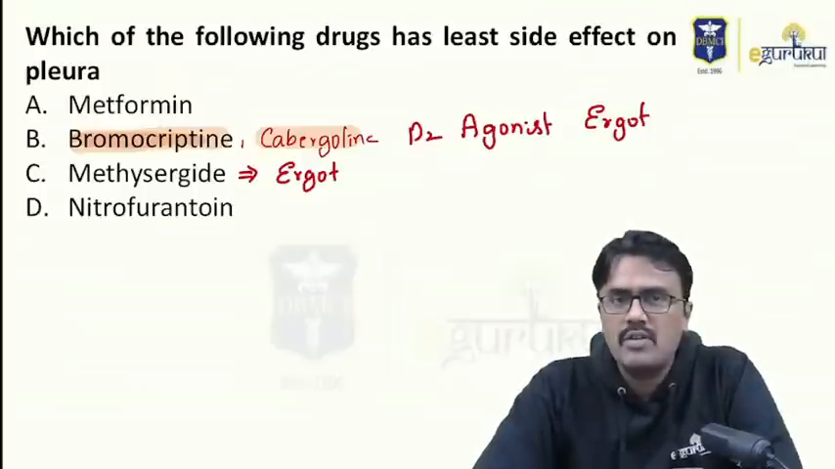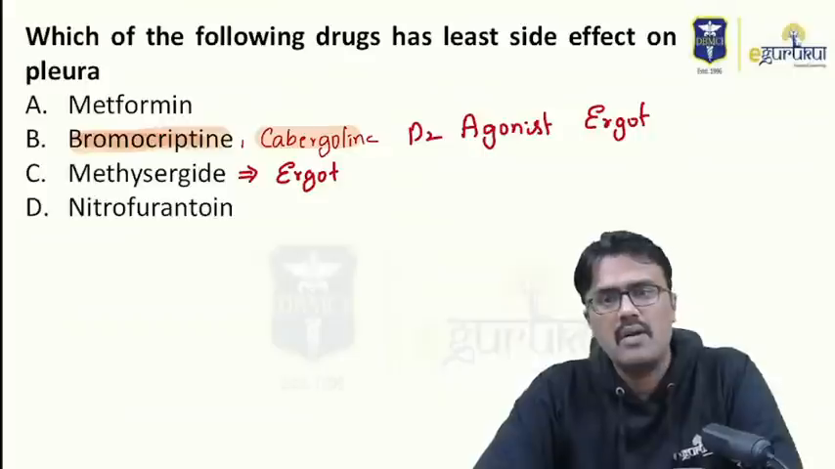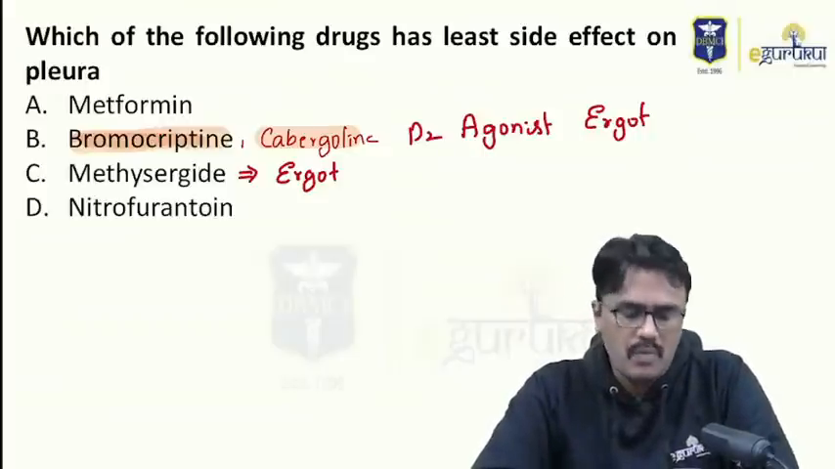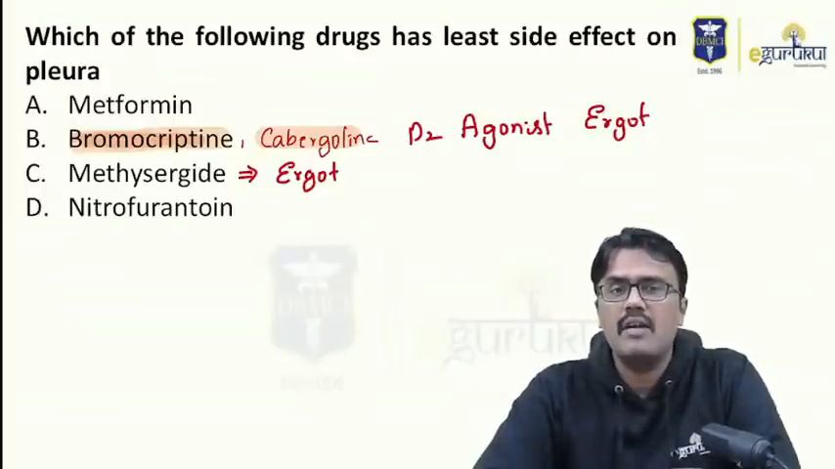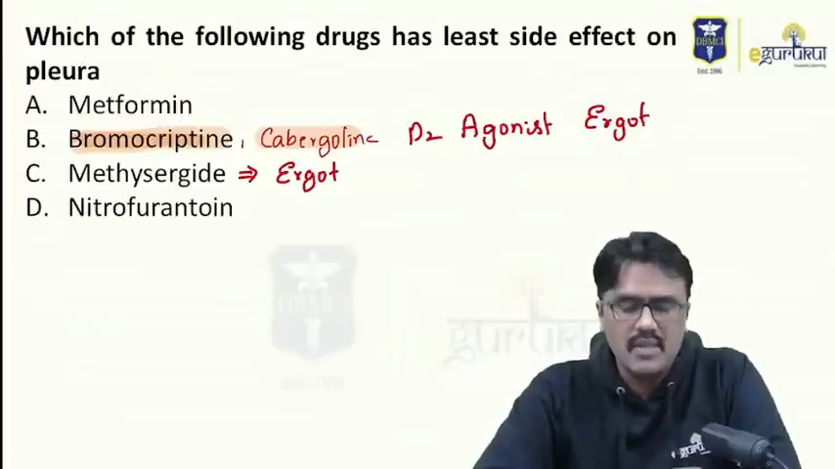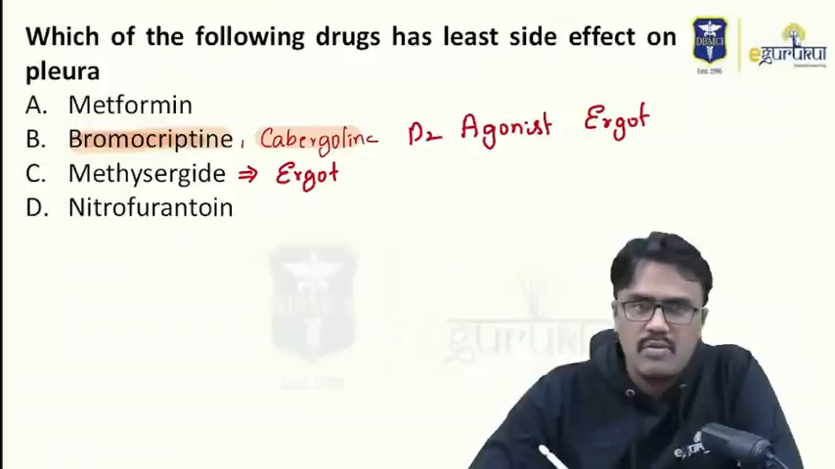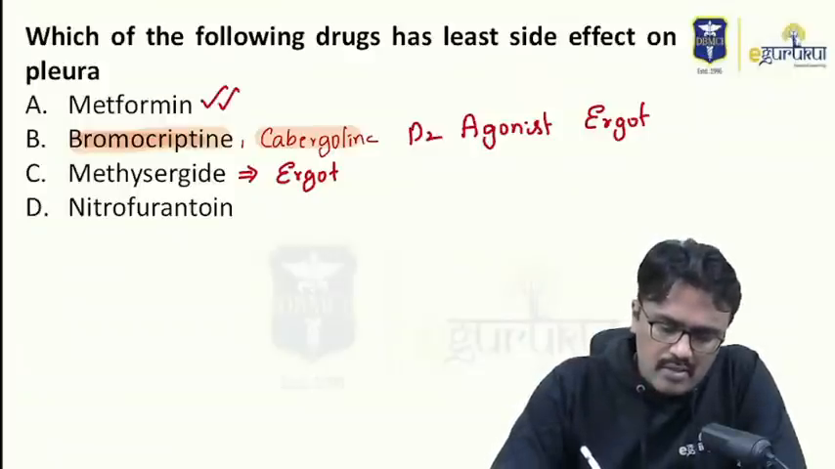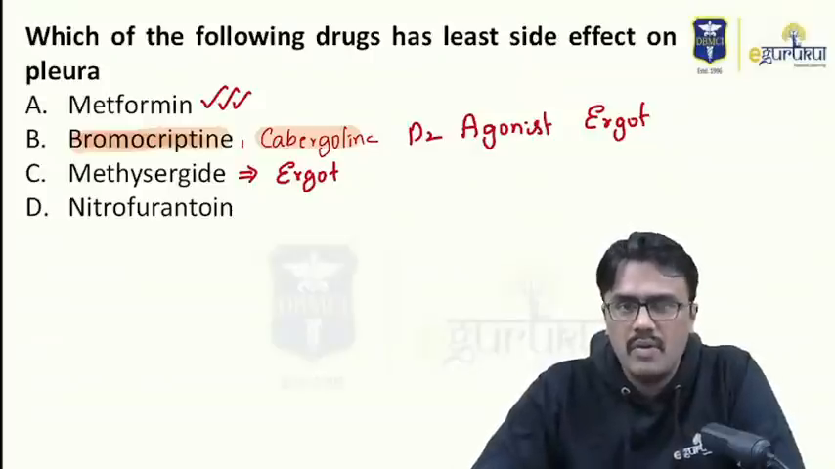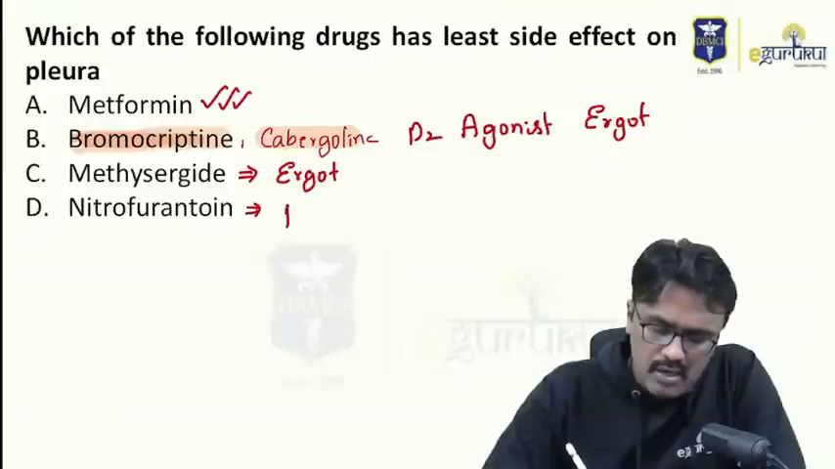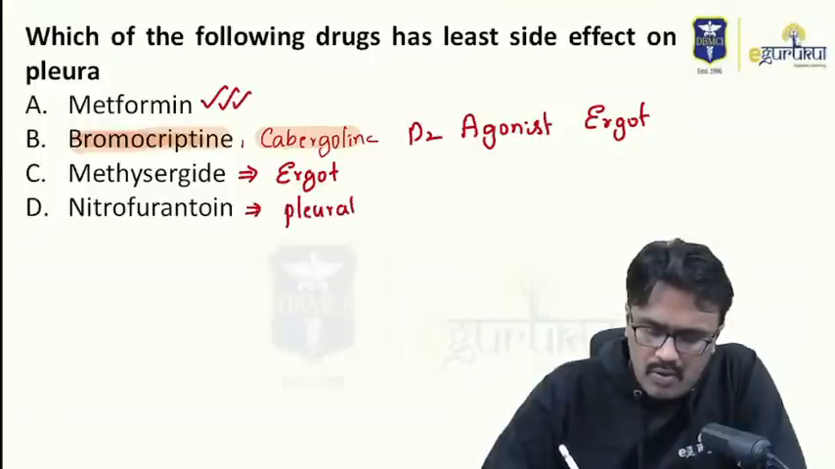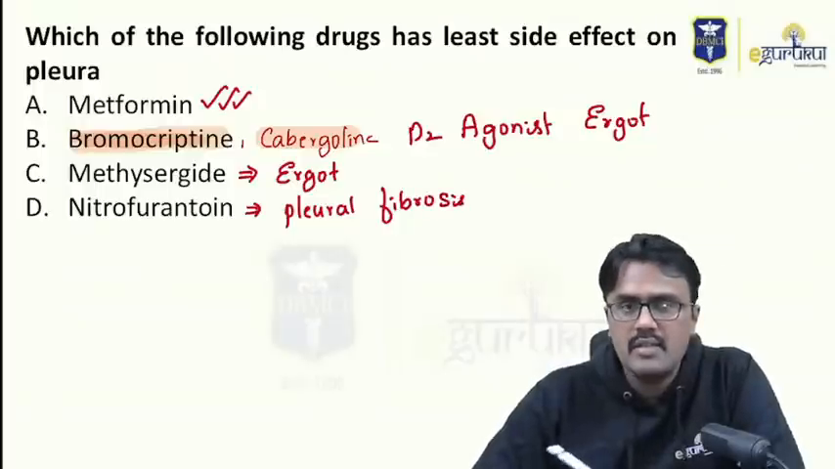So now we are left with two options, whether to choose metformin or nitrofurantoin. Now we have come across metformin a lot of times and never ever have we read that metformin causes pulmonary or pleural fibrosis. So even if you don't know anything about nitrofurantoin, you can tell that metformin doesn't cause anything with pleura. Will nitrofurantoin cause? Yes, there are certain cases where nitrofurantoin has caused pleural fibrosis. So the correct answer is metformin.